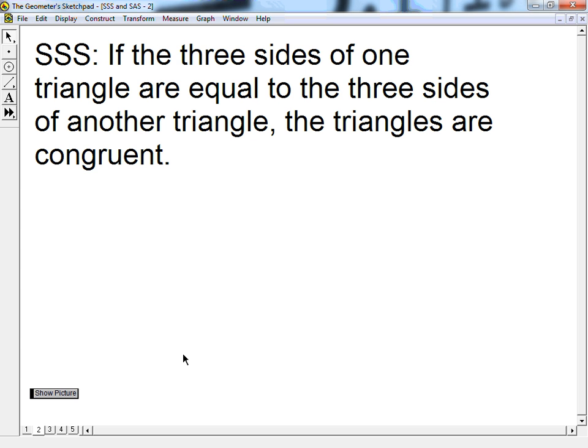Again, for these two weeks, we're going to look at triangle congruency. Some rules do give me congruent triangles, some rules do not. So it's not always going to be congruent in these two weeks, this week and next week. So if the three sides of one triangle are equal to the three sides of another triangle, the triangles are congruent. So the triangles are the same.